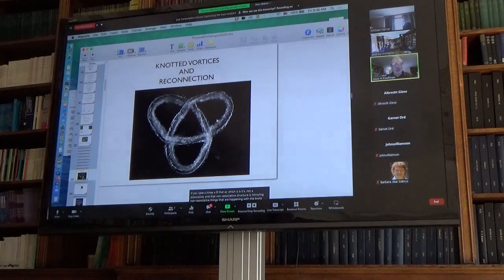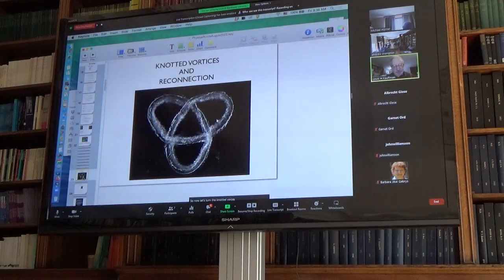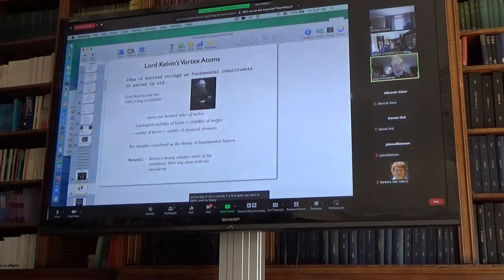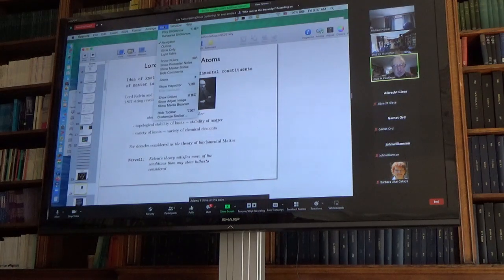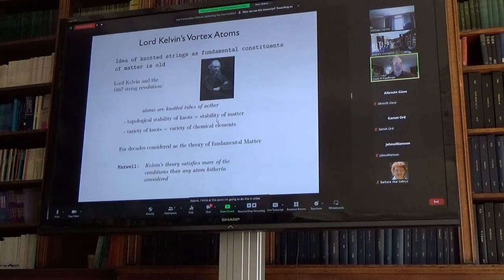So now let's turn to knotted vortices and reconnection. This is a picture of a knotted vortex in water produced by Kleckner and Irvine around 2012. And this was the first time that anyone actually produced a knotted vortex in water. The idea of knotted vortices in a fluid goes way back to Kelvin and his theory of vortex atoms. I think at this point I'm going to do this in slideshow form.